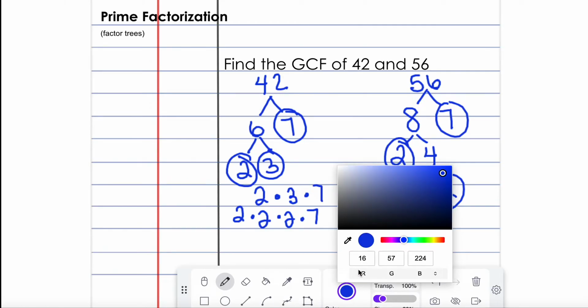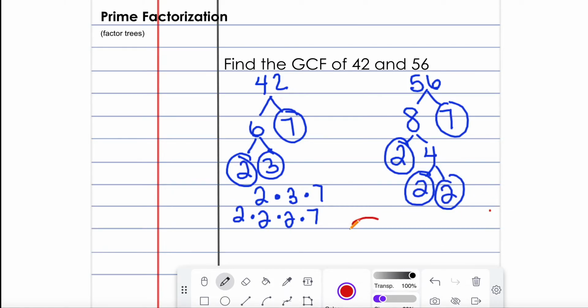So now what we're going to do is a little different. We are going to be making a Venn diagram. A Venn diagram shows the differences and the similarities. So we want to look at what they have that's the same. Well, look, they both have a 2 in common. And they both have a 7 in common.